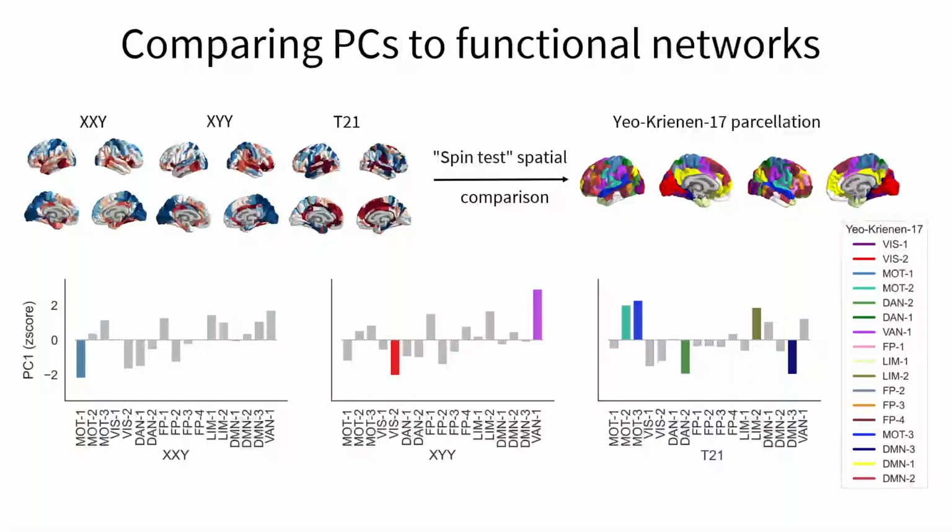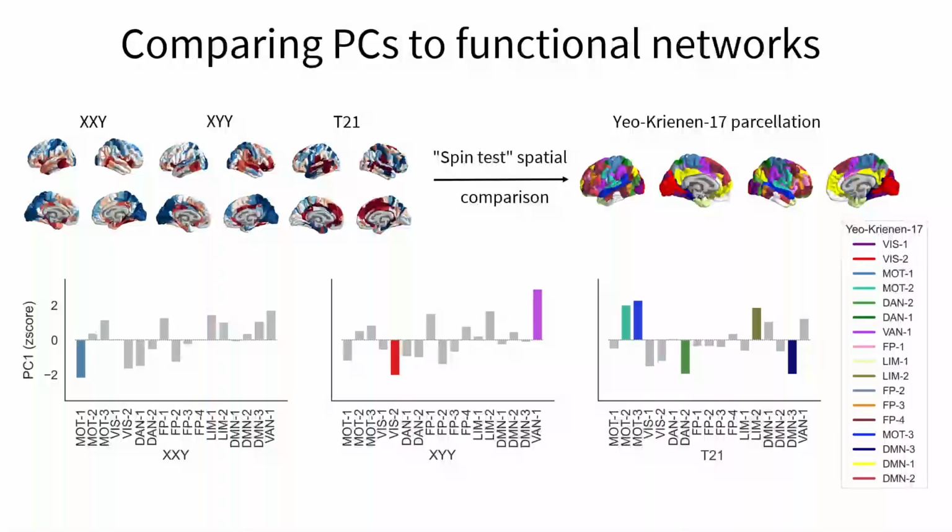And so we find that for XXY, low PC1 scores are significantly enriched in a somatomotor subnetwork. For XYY, we have significant enrichment of low PC1 scores in a visual subnetwork. In Down syndrome, we have many more clearly significant enrichments, one of these being that high PC1 scores are significantly enriched in a limbic subnetwork.